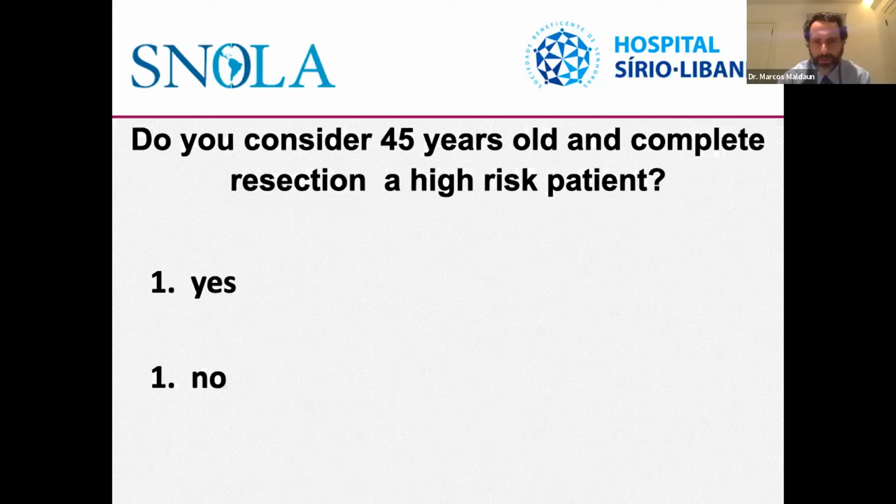And Mariana, this is an IDH mutated patient with a complete resection, but she's 45. Do you think she's a high-risk patient or a lower-risk patient to receive treatment?